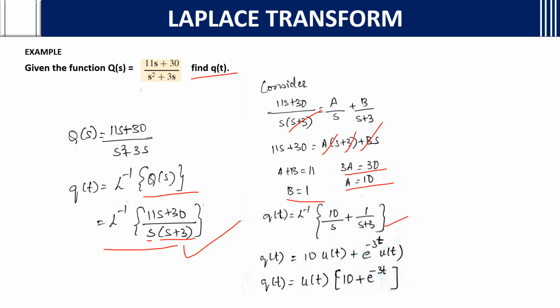If you substitute them, you will get Laplace inverse of 10 by s plus 1 by s plus 3. Laplace inverse of 1 by s is u of t. Laplace inverse of 1 by s plus 3 is nothing but Laplace inverse of 1 by s plus alpha, which is e power minus alpha t, so e power minus 3t into u of t. If you take u of t common, you get 10 plus e power minus 3t into u of t, which is the value.